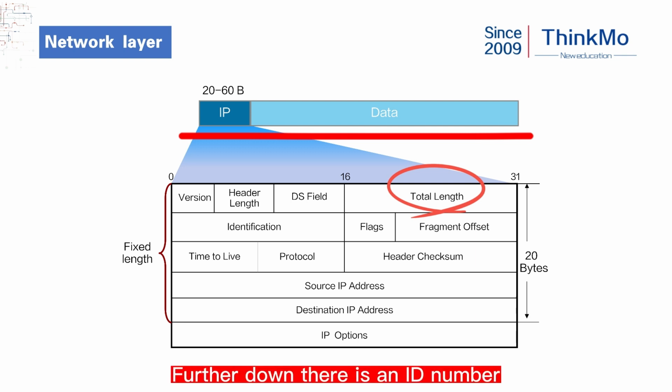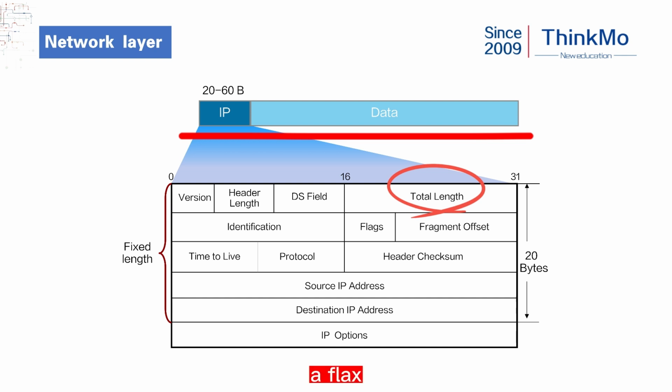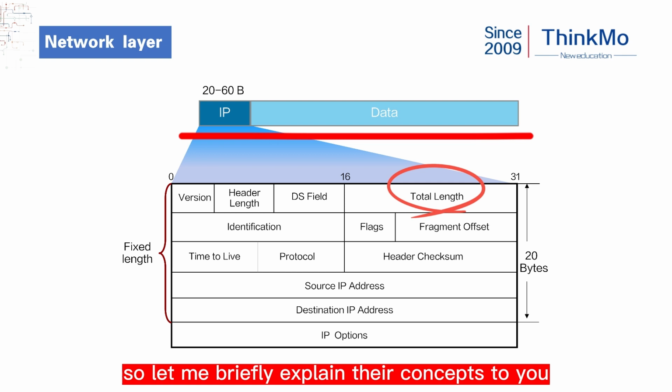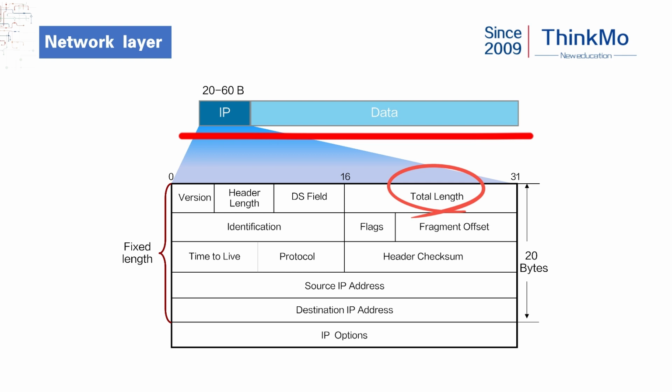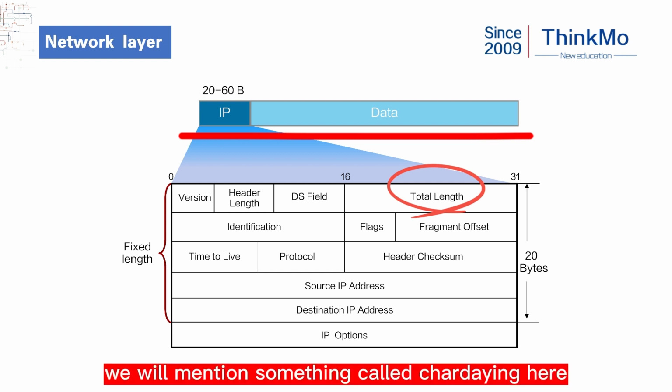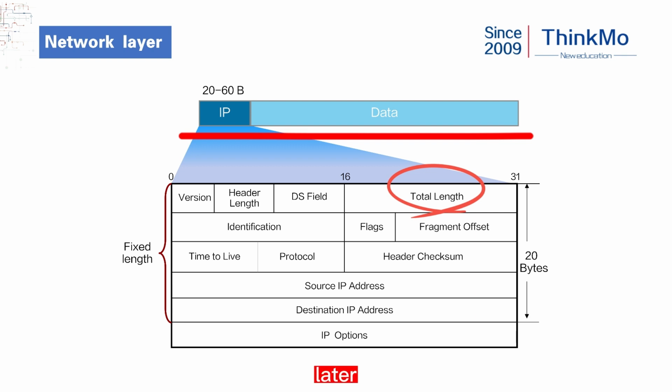Further down there is an ID number, a flag, and a fragment offset. Let me briefly explain their concepts to you. We will mention something called fragmentation here later.